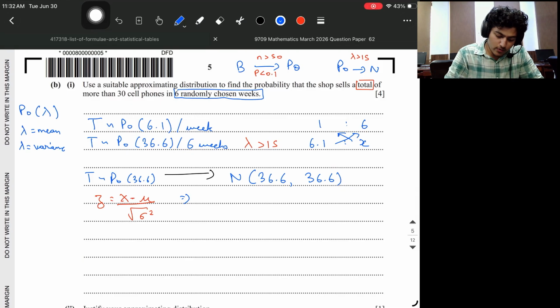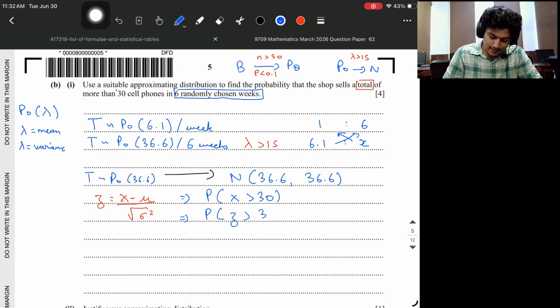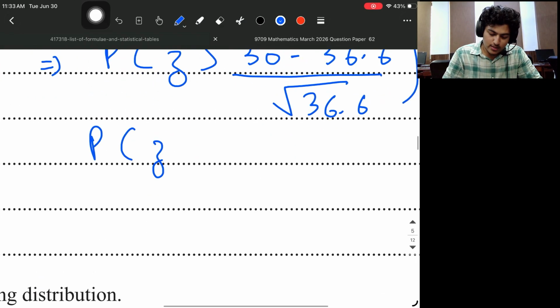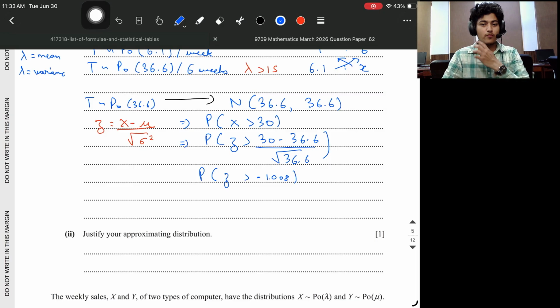Okay, so they've asked for the probability of x greater than 30. Now, when we convert this to the z value, we get z greater than 30 minus 36.6 divided by the square root of 36.6. The z value that we are getting over here is greater than negative 1.008. All right, now let's draw the table over here.